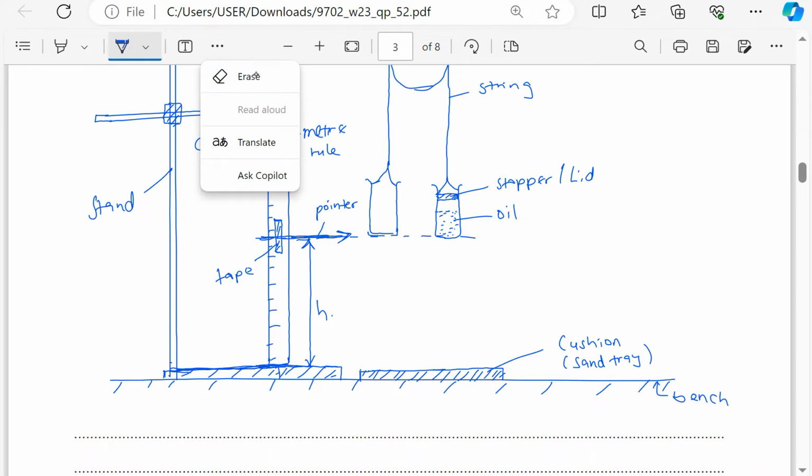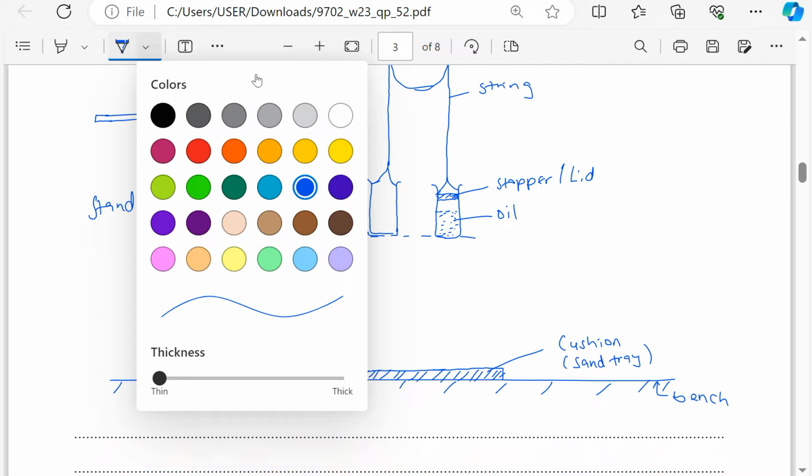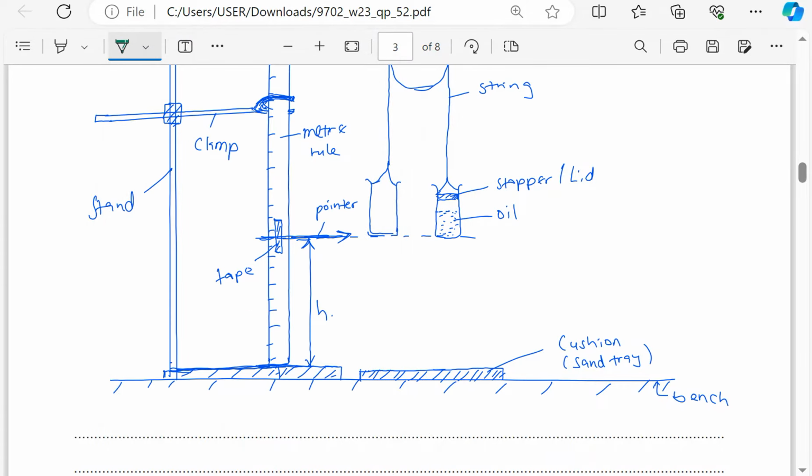Maybe I should change the color here, since I want to attach a set square so that it is visible. Of course, you have to draw a nice diagram. That's why I'm trying my level best to use a ruler. So I'll put a large set square here beside the ruler.